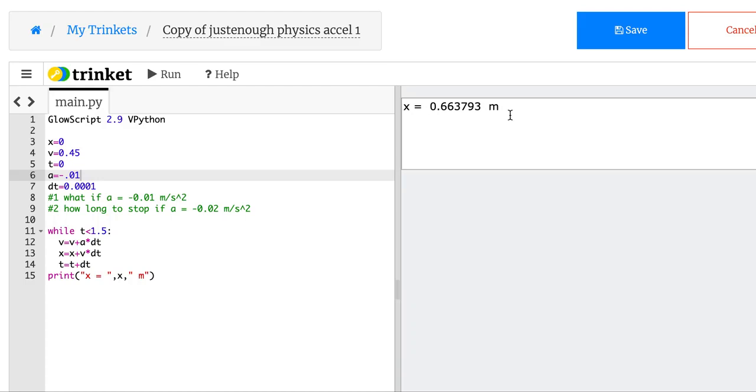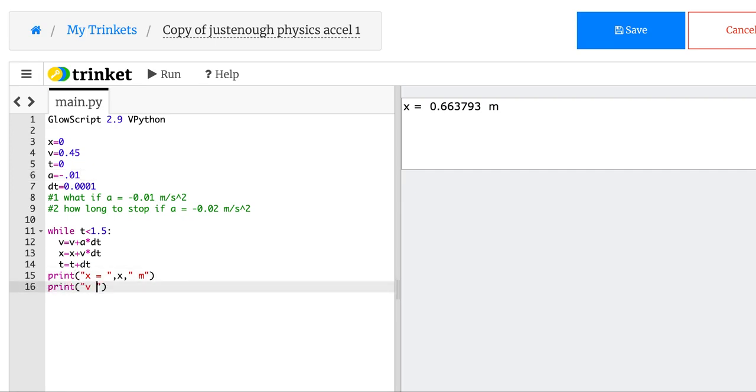There you go. What we should notice here is that it did not go as far, because now, instead of speeding up, it's slowing down. It has an acceleration in the negative x direction, so it's going to be slowing down. I don't know what to do with my hands, but it's moving and slowing down. So we would expect it would be much shorter than the 0.97 meters when it had a positive acceleration.